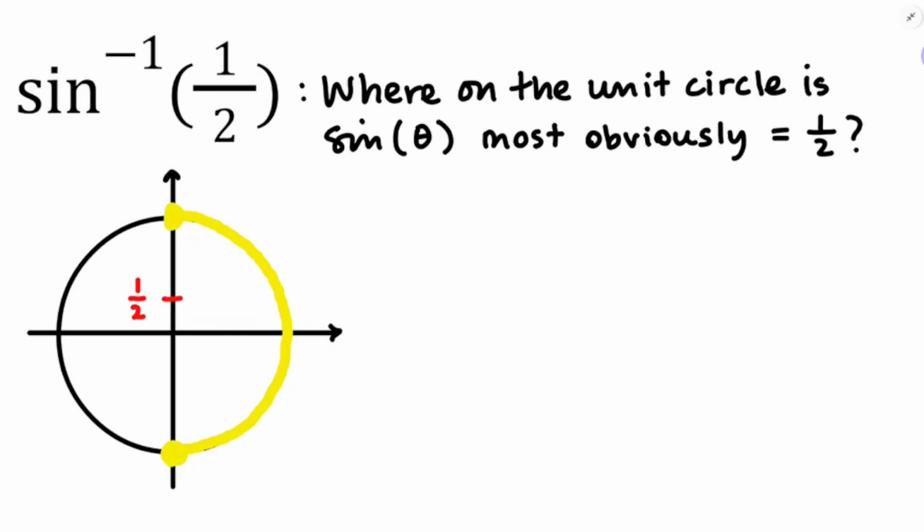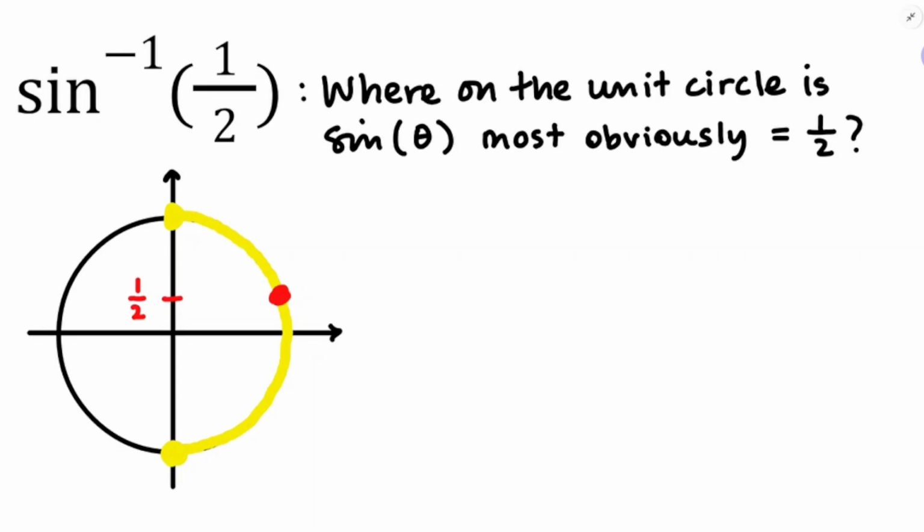And then I'm going to look on the yellow segment of the circle, where is that y-coordinate going to equal 1/2? And it's going to be right about there. And then I think to myself, well, really, that's what I mean by most obvious. I was going to point that out also.